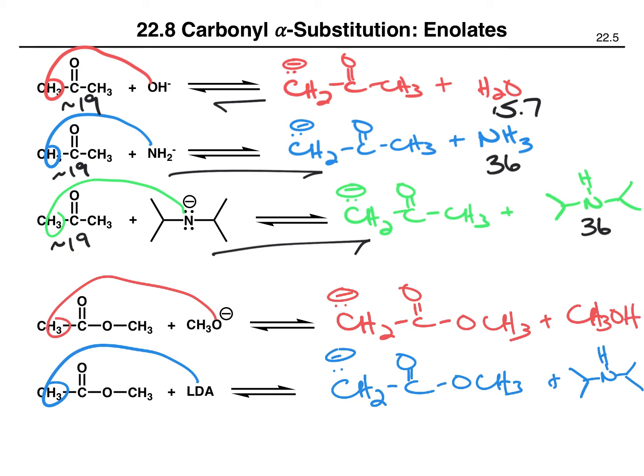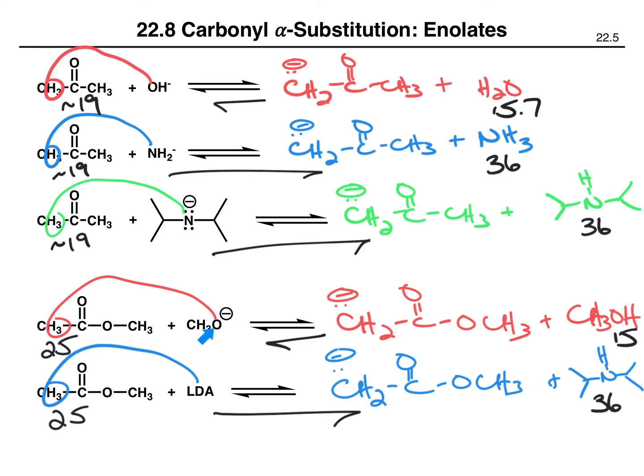Our pKa values: esters have a pKa of about 25. In comparison, methanol has a pKa of about 15. And so methanol is the stronger acid and equilibrium lies to the left. Diisopropylamine has a pKa of about 36, so the ester is the stronger acid and equilibrium lies to the right.